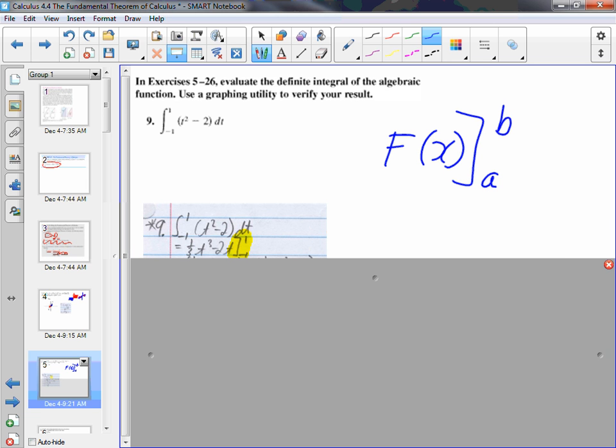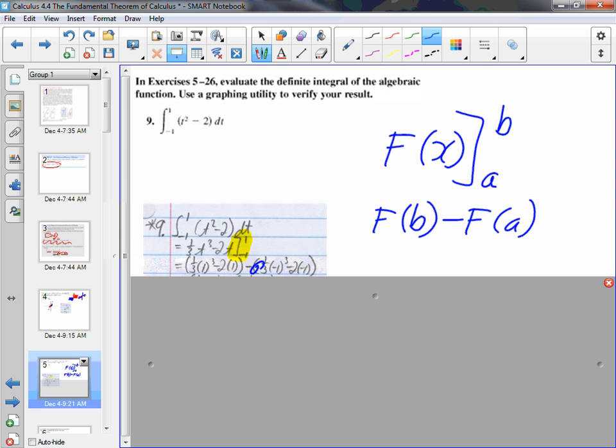We're at this stage right here. Okay? Now, we're going to this stage. So, the antiderivative that we just found, evaluated for 1, so that's 1/3 times 1 cubed minus 2 times 1, minus the antiderivative that we just found evaluated for -1.